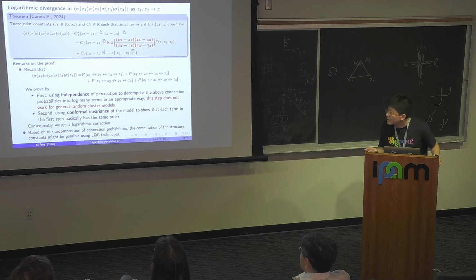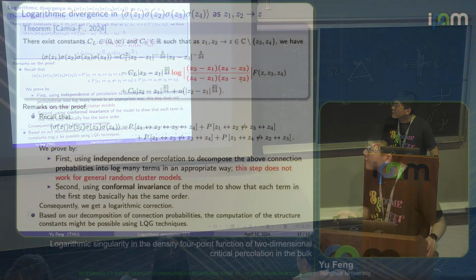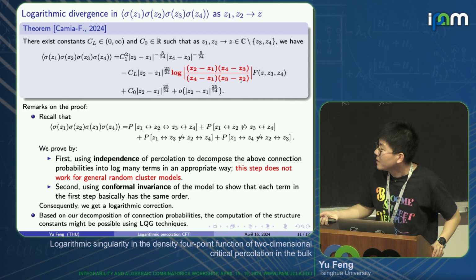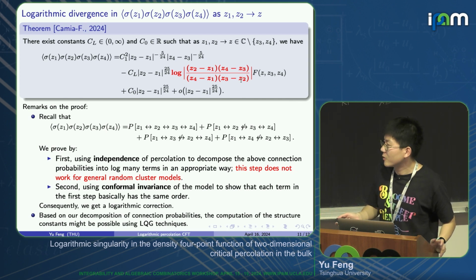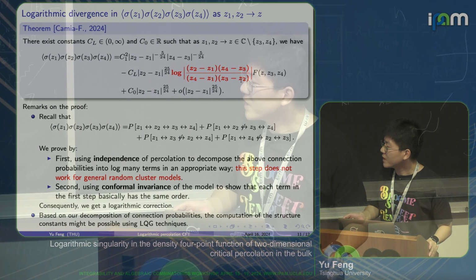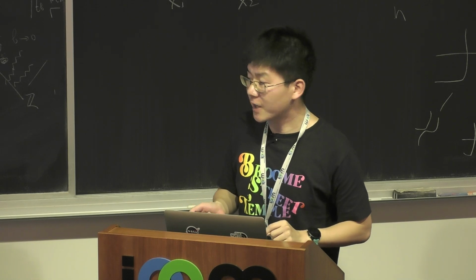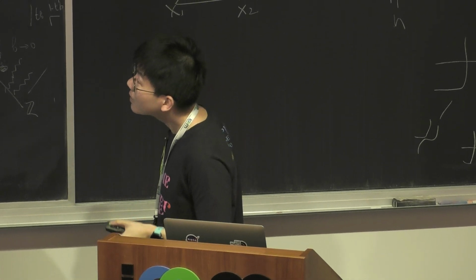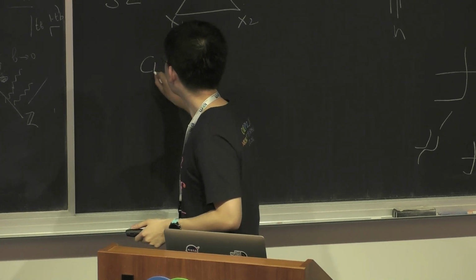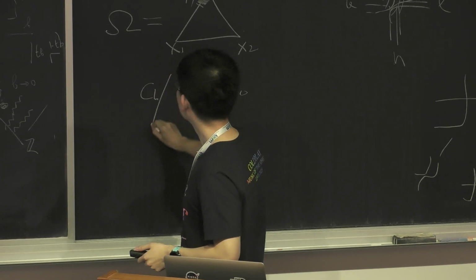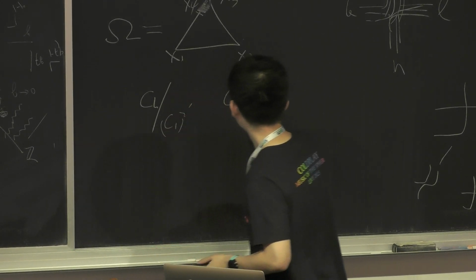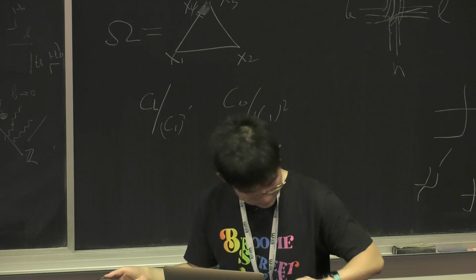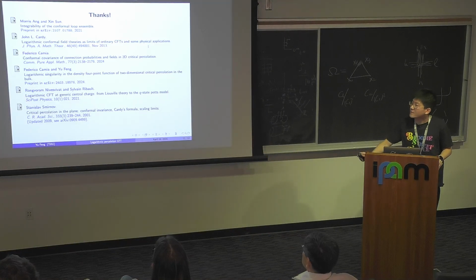And I have a final remark. Yeah. Several Liouville quantum gravity people told me last week that, based on the decomposition of connection probabilities in our argument, they might be able to use LQG techniques to compute the structure constant. They may be able to compute the constants CL and C0 over C1 to the power of 2. Yeah. And that's all. Here are some related references.